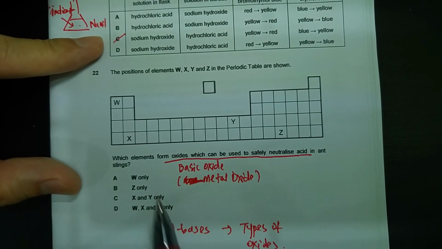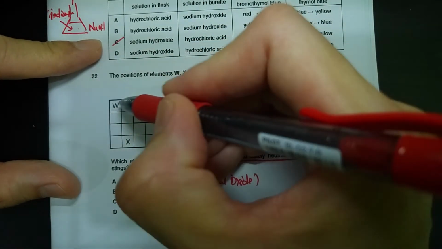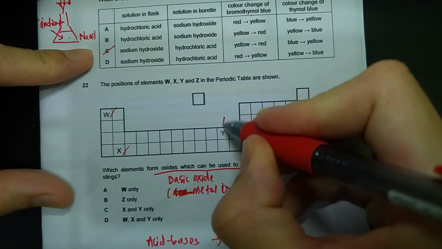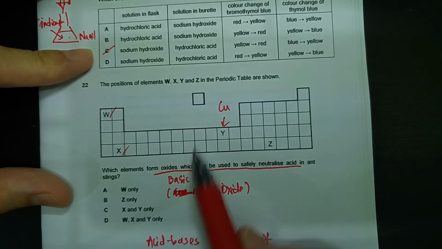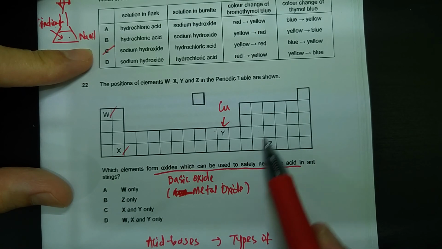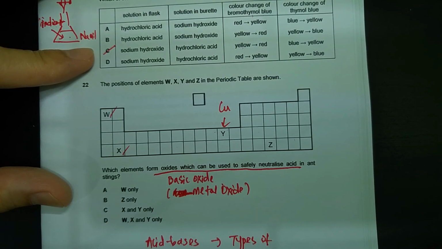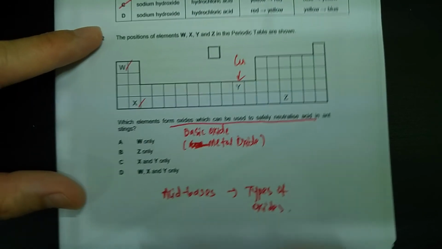So it's metal oxide. So which are the metals? This one, what is this? Look it up in the periodic table. You can find out that it is copper. So all these are metal oxides. This one is a non-metal oxide. Okay, so the answer is D.